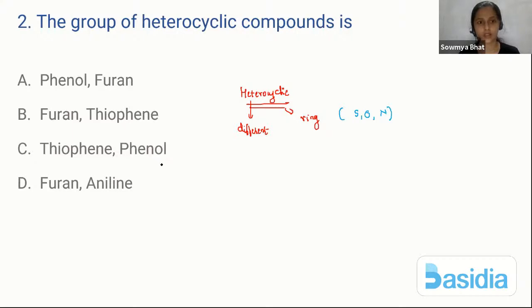We'll see the structures. The structure of phenol is like this. And the furan, this is the structure of furan. And then in option B, you have furan and the thiophene. Furan is the same one. And the thiophene is this one. And option C is thiophene and the phenol. We have already written the structures, so I must name them. So this is phenol, this is furan, this is thiophene, and the last one is aniline.